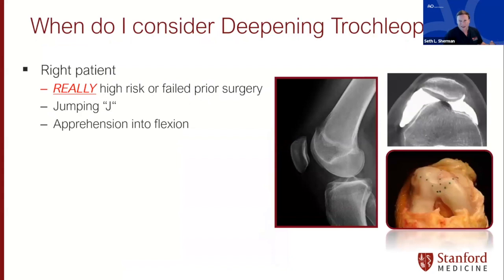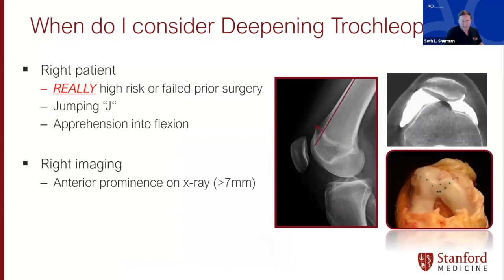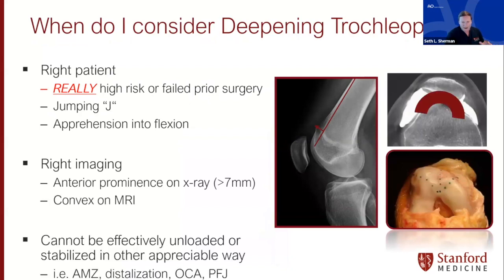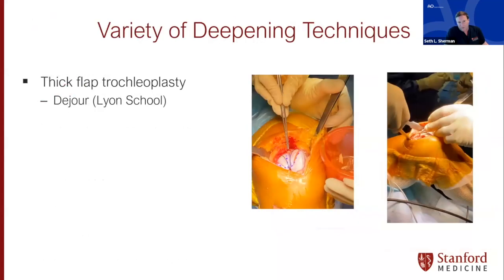When do I consider it? Well, rarely, but it has to be the really, really right patient, super high risk, like the ones I've described, the right imaging with this very large anterior prominence, this convexity on the axial images, and then it really can't be effectively unloaded or stabilized with any other technique that I know of. That's tibial tubercle, that's osteotomies, that's osteochondral grafts, that's patellofemoral arthroplasty or the likes. And so, this is really a rare and select group.